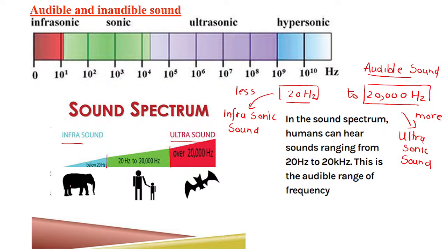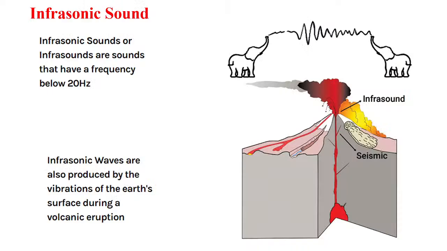There are some animals like the elephant that can detect infrasonic sound, and some animals like bats that can detect ultrasonic sound. Apart from the audible human range, infrasonic and ultrasonic frequencies also exist, but the human body cannot detect them, while other animals can. Like the example I gave, the elephant can detect infrasonic sound. Infrasonic sound waves are also produced during earthquakes or volcanic eruptions.